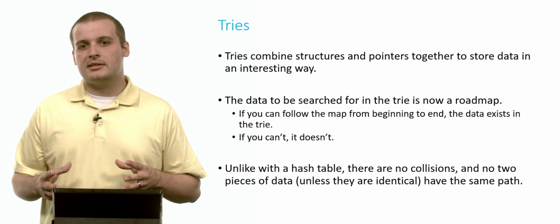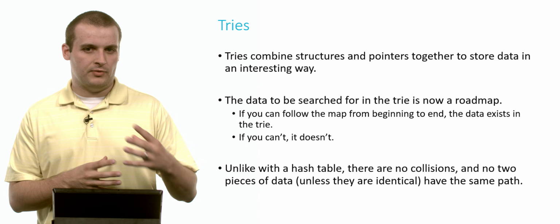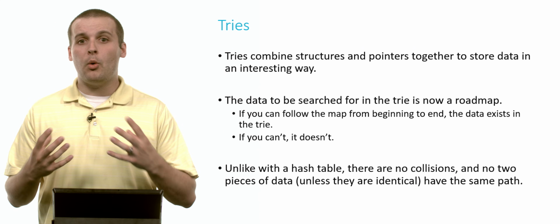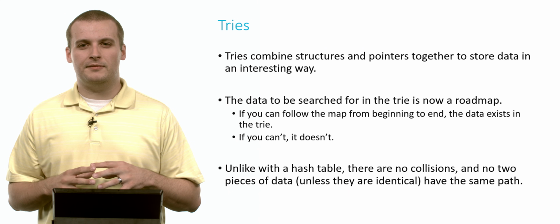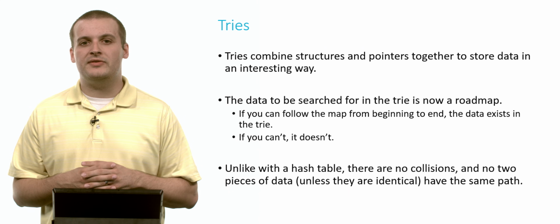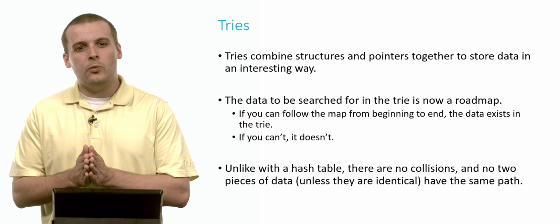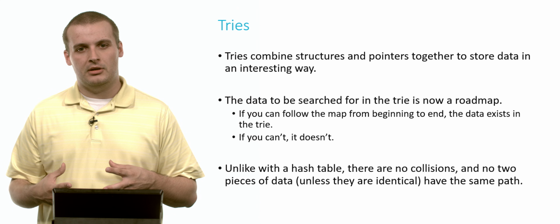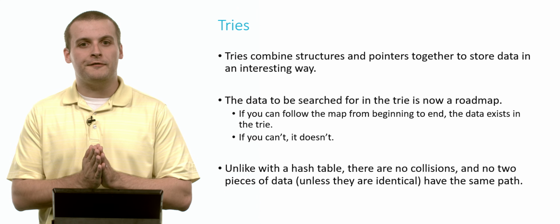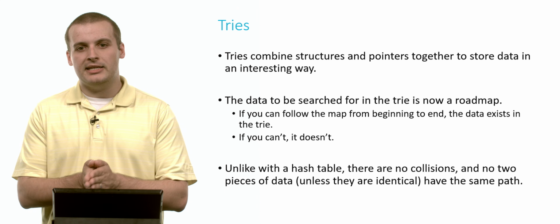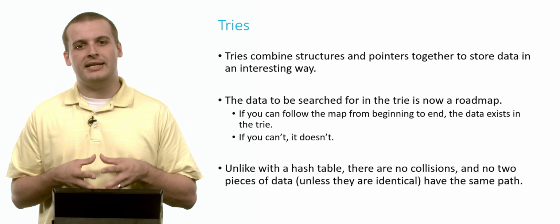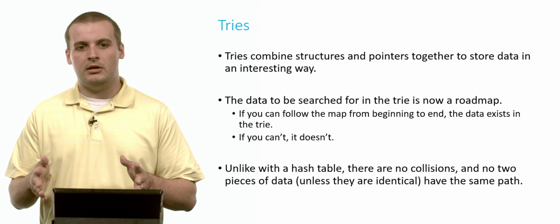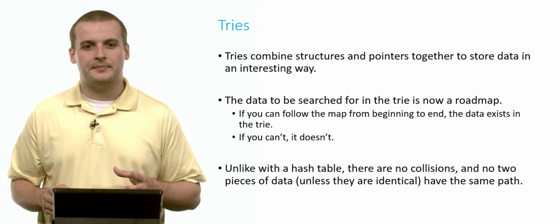So tries, similar to hash tables, which combine arrays and linked lists, tries combine arrays, structures, and pointers together to store data in an interesting way that's pretty different from anything we've seen so far. Now, we use the data as a roadmap to navigate this data structure. And if we can follow the roadmap, if we can follow the data from beginning to end, we'll know whether that data exists in the try. And if we can't follow the map from beginning to end at all, the data can't exist.